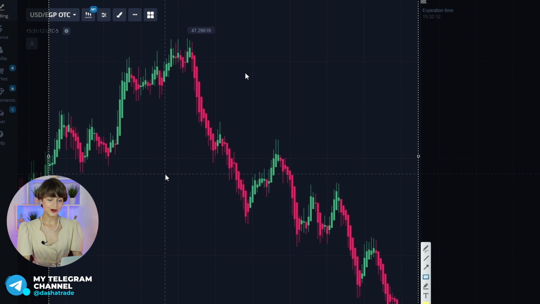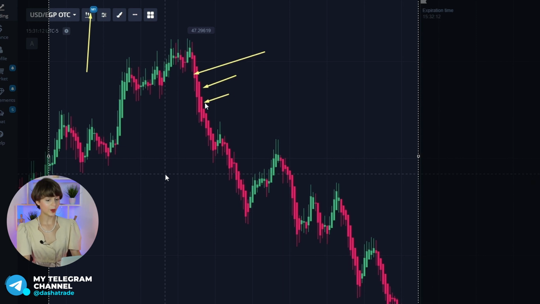Now let's figure out time frames. If there's a 1 minute time frame set, then one candle is being formed for 1 minute.